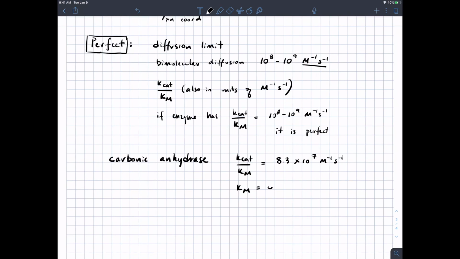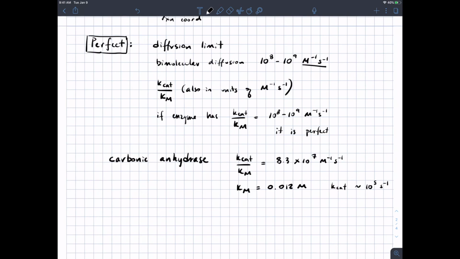Km for this molecule is 0.012 molar. So a 12 millimolar Michaelis constant, and that would put kcat, I haven't done the math specifically, but in the area of 10 to the 5 per second. That's right. And there would no longer be, and so you don't typically see that.